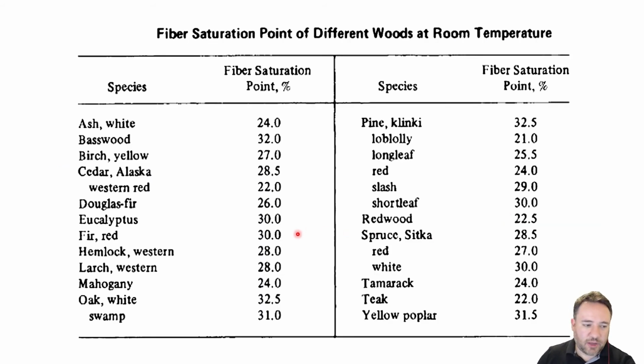Just like any property, fiber saturation point is different depending on species. The number that they recommend in the design standard is 28, which you can see here is a reasonably good average value given all of these different species.